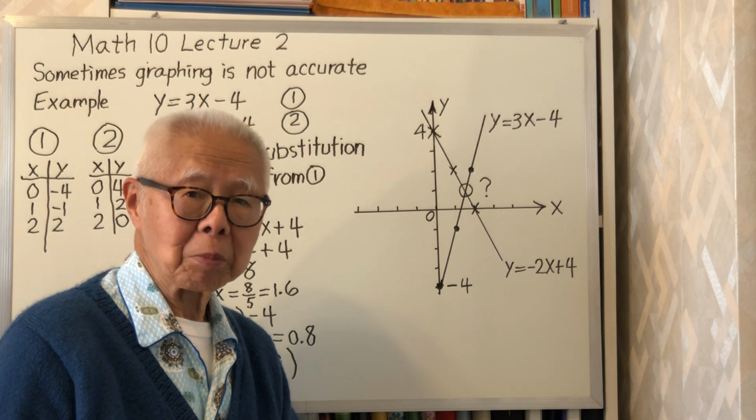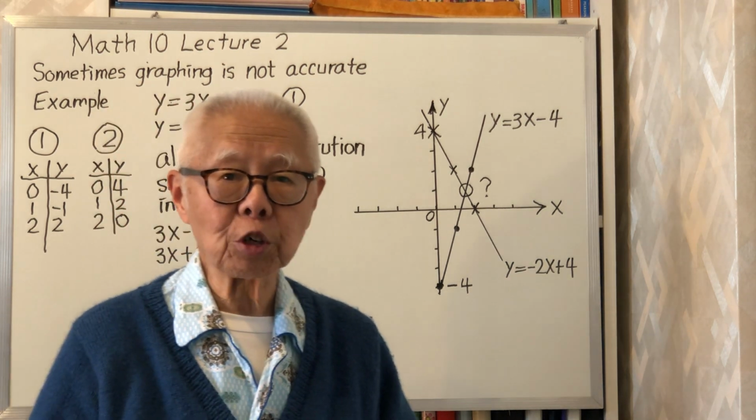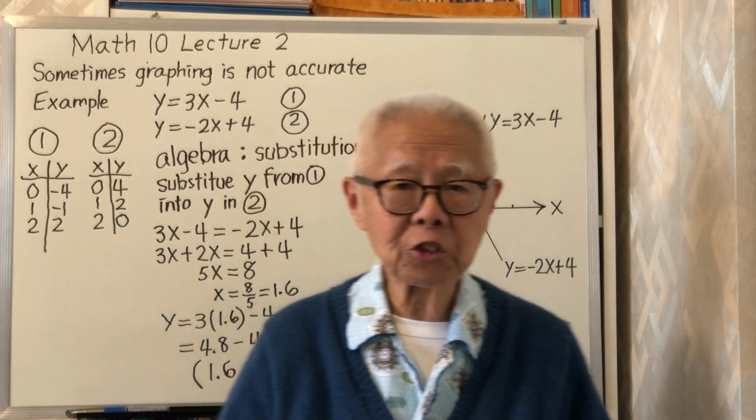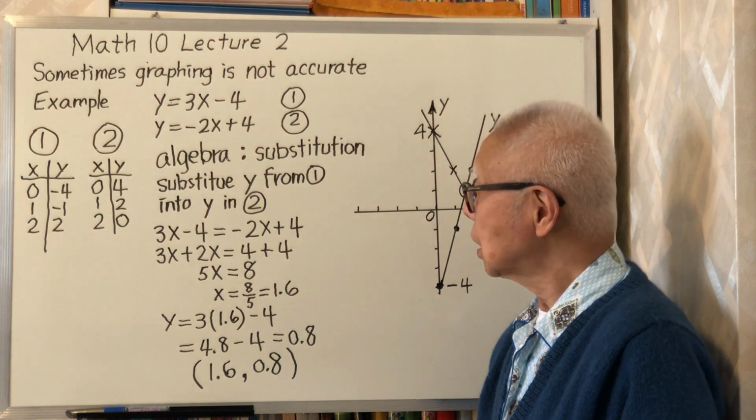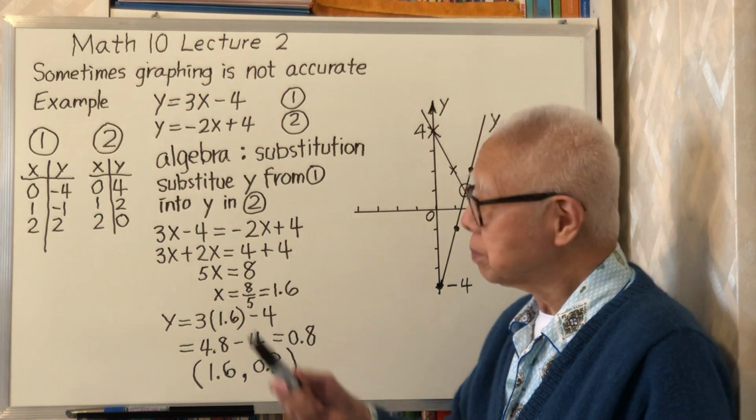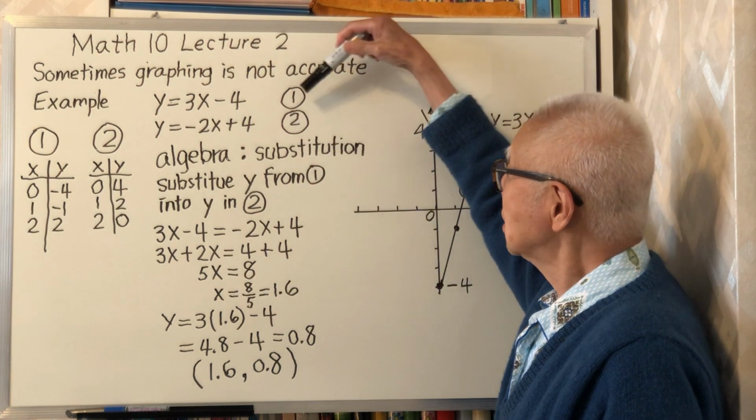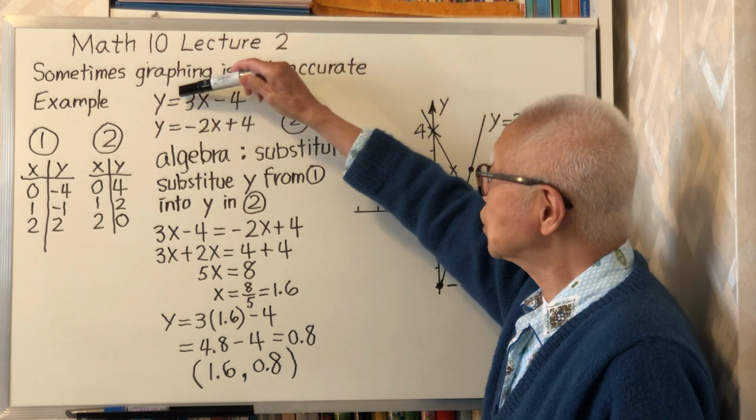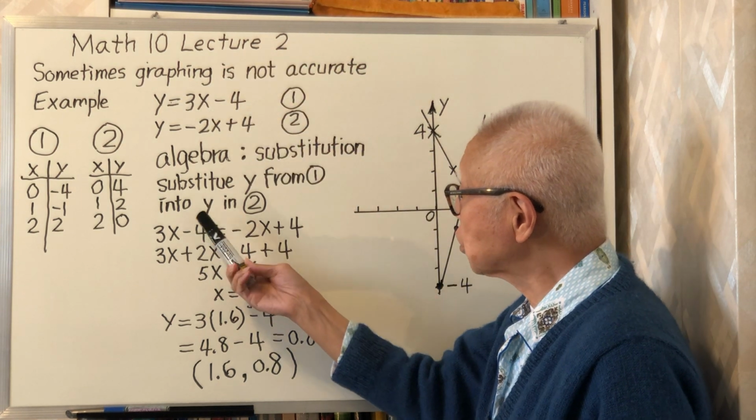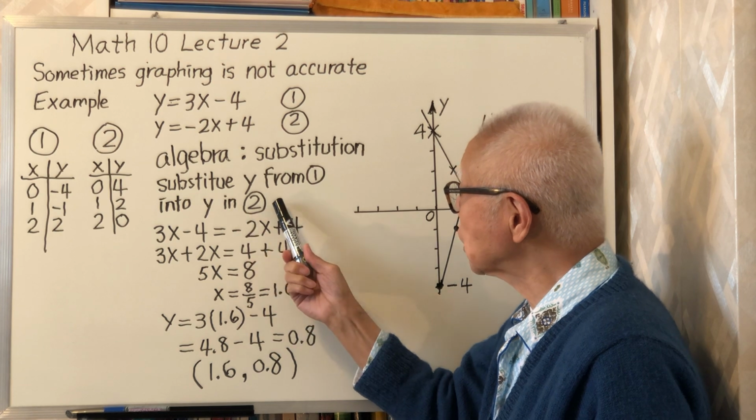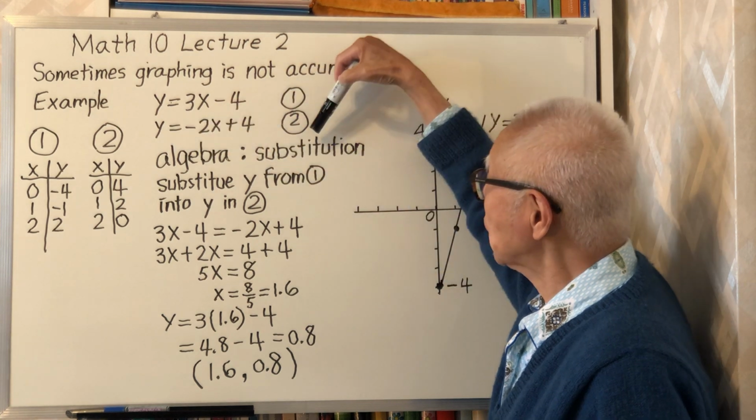Then what do we do? We use algebra. We must use algebra. So today I introduce a method called substitution. So we do algebra substitution. How do we do this? Substitute y from equation 1. In equation 1, this is y. Substitute this y into the y in equation 2.